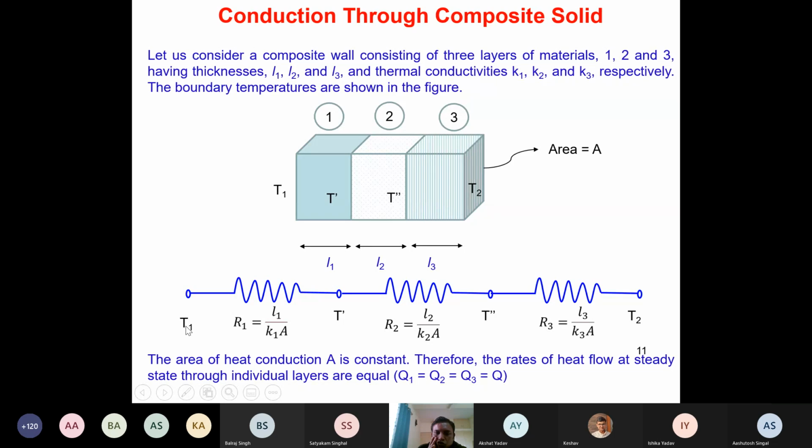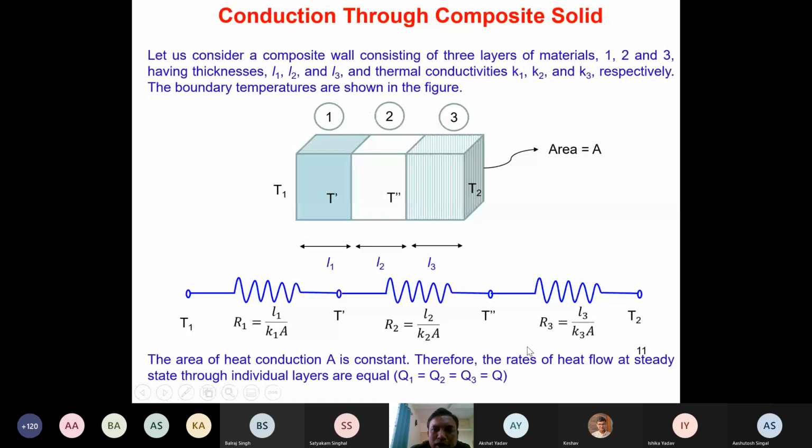Here you can see on the left hand side there is a T1 and on the right hand side there is a T2. The intermediate temperatures are T dash and T double dash. The resistances in the first layer will be L1 by K1A. This we will see in the next slide. Similarly, the resistance in the second layer is going to be L2 by K2A and resistance in the third layer is going to be L3 by K3A.